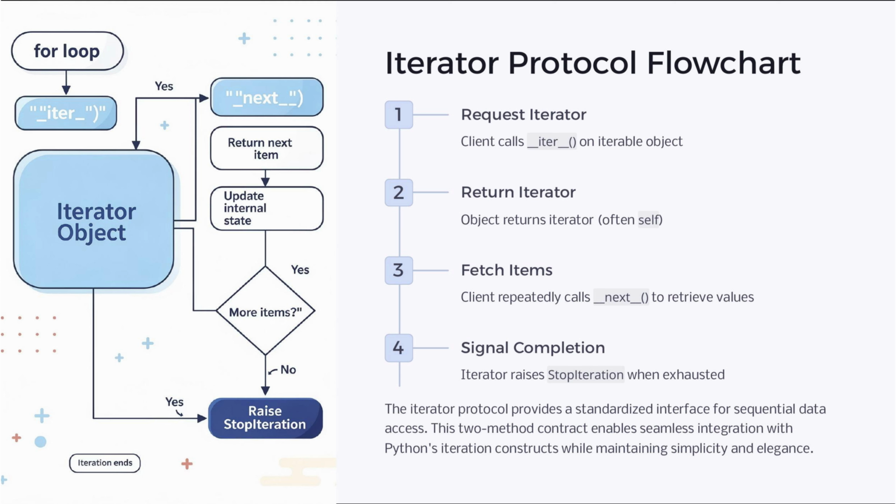Requesting an iterator by calling __iter__() on an iterable, returning the iterator, fetching items using __next__(), and signaling completion with StopIteration. This protocol standardizes sequential data access, ensuring seamless integration with Python's iteration constructs, while maintaining simplicity and elegance.